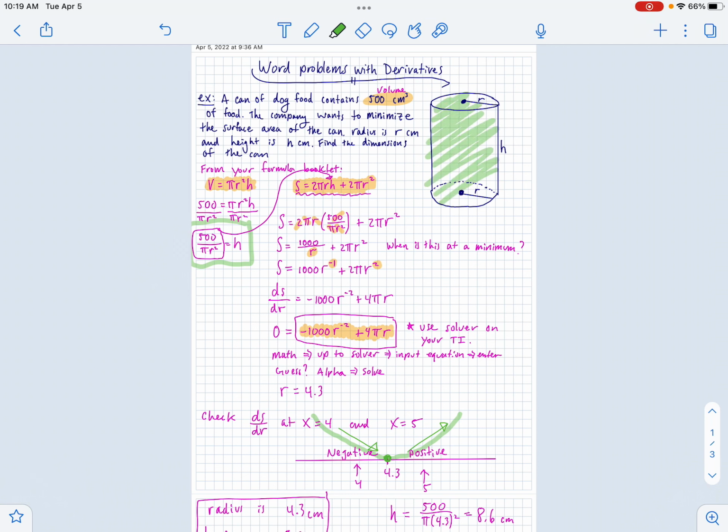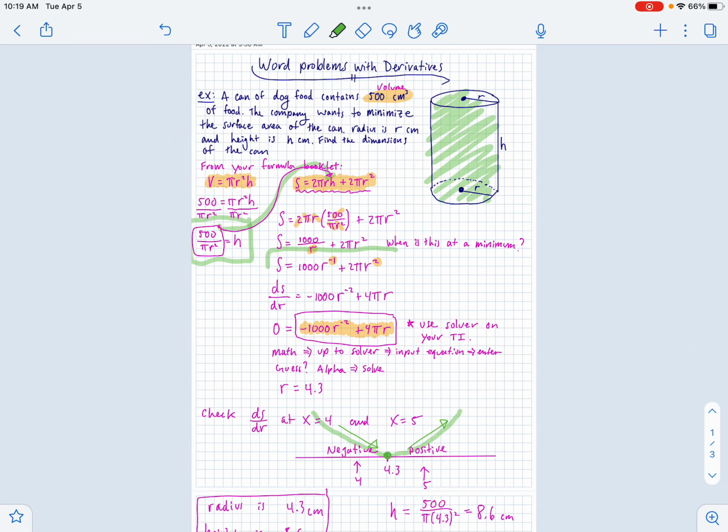So, to recap exactly what happened in this problem. They told us that we needed a dog food can with volume of 500. So they wanted this volume to be equal to 500. From the formula booklet, we set that equal to the volume equation and then got h by itself. And then they wanted the surface area minimized, so we plugged that h into the surface area equation. We cleaned it up to get the master equation right here. This is the surface area of the can. Took the derivative and set it equal to 0.